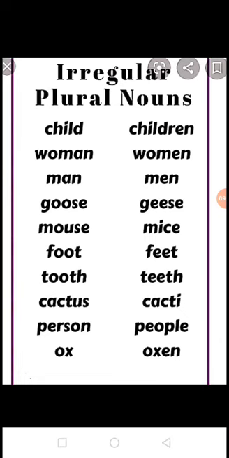Child, children. Woman, women. Man, men. Goose, geese. Mouse, mice. Foot, feet. Tooth, teeth. Cactus, cacti. Person, people. Ox, oxen. These are the irregular plural nouns.